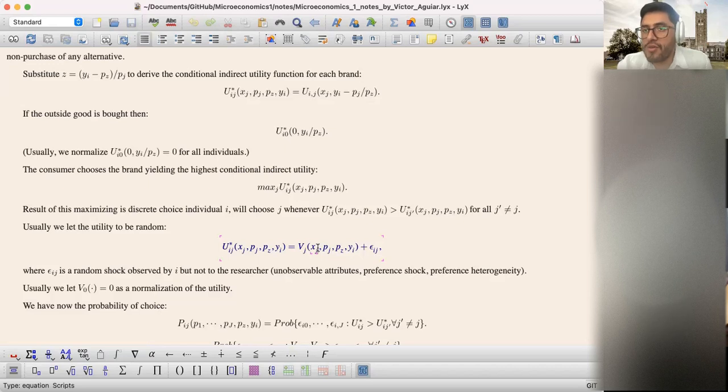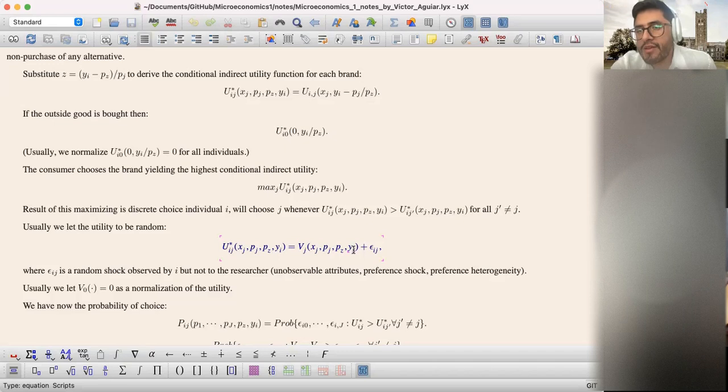And of course, it depends on the attributes of each car, on the price of each car, the price of the outside option that is common to everyone. And of course, you can evaluate it at the income level of each individual. So here in this V value, you're basically capturing the idea that there is a common average utility, right? Average, quote unquote, because we haven't defined anything yet. But the idea is that there is a common utility to everyone.